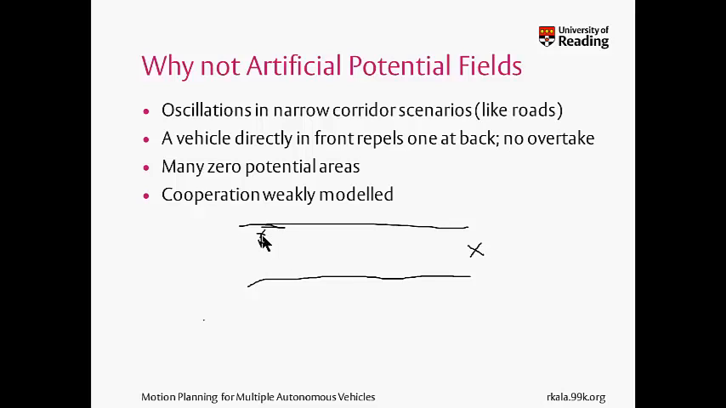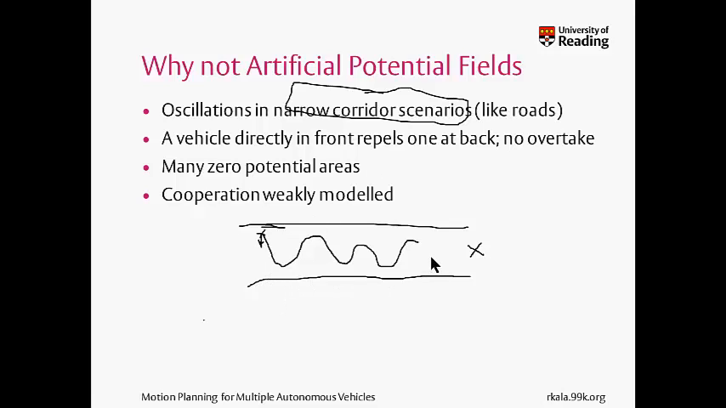This wall will send a strong repulsion force. It will come here. Now this wall starts sending a strong repulsion force. Now there's no force, but it's going by momentum. This wall will now send a strong repulsion force, and the robot will oscillate in such kinds of structures. So oscillation in narrow corridor-like scenarios is the first problem that is associated with them.